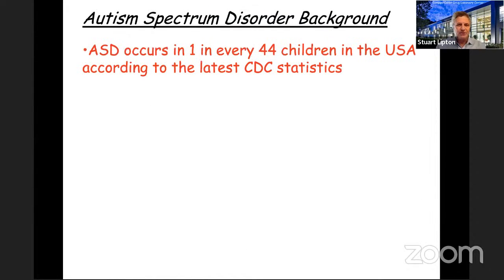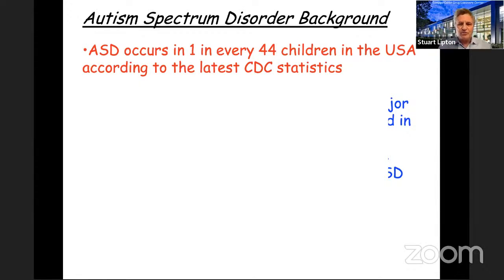Okay, so this is bringing coals to Newcastle. You've heard this in multiple other talks. The latest CDC statistics are now 1 in 44 children. You've also heard Dan Geschwind's name in both Sarkis's talk and Joe's talk. Dan is also my colleague, and he looked at, I'll show you the data in a moment, a series of ASD genes and was able to parse those genes into families.